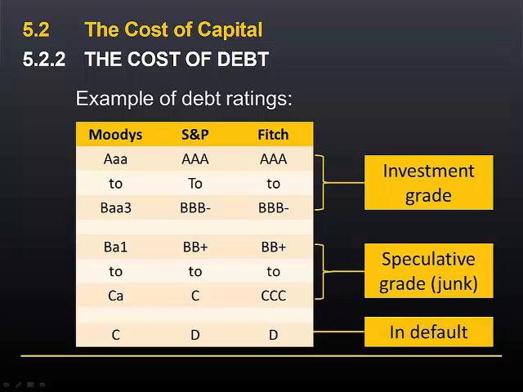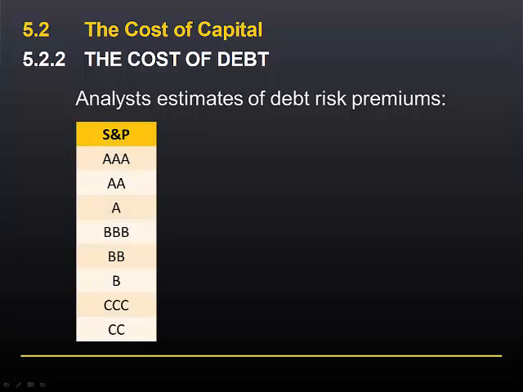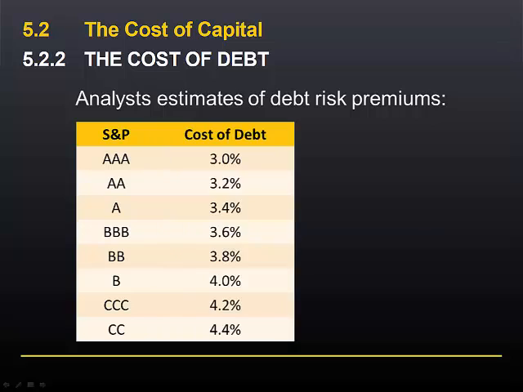The last category, C in the case of Moody's and D for Standard & Poor's and Fitch, are reserved for firms that are actually in default, have not complied with the obligations of debt. Analysts will then take those debt ratings and determine the cost of debt for companies with each of those ratings. For example, an analyst might determine that firms with a AAA rating have a cost of debt on average of 3%, AA 3.2%, A 3.4%, and so on.